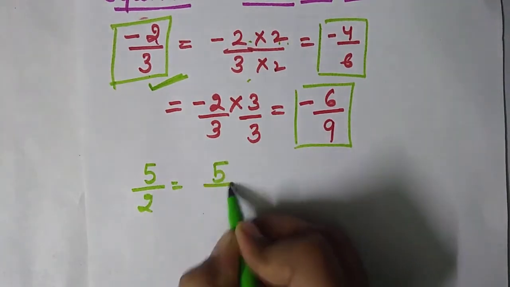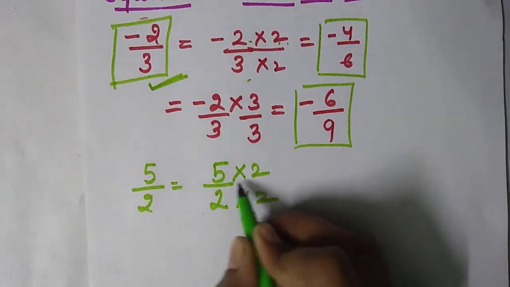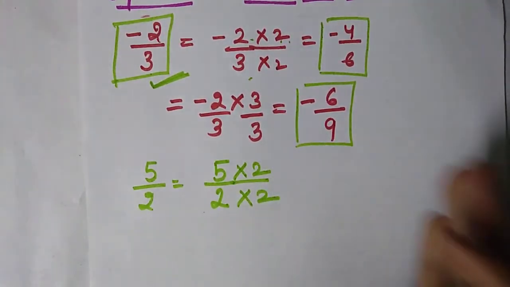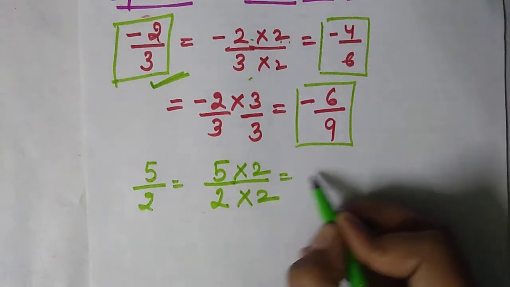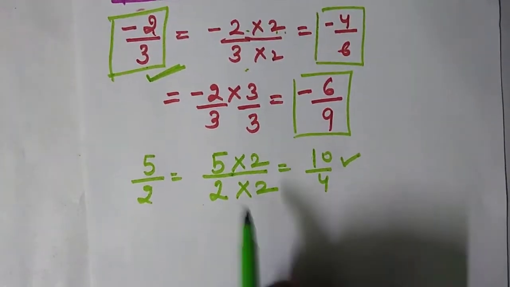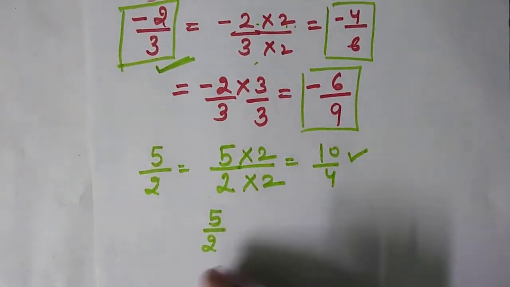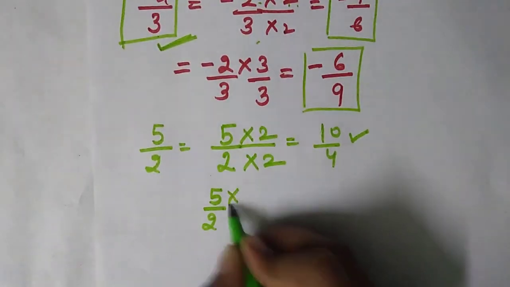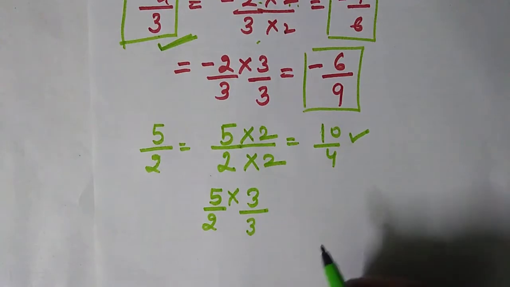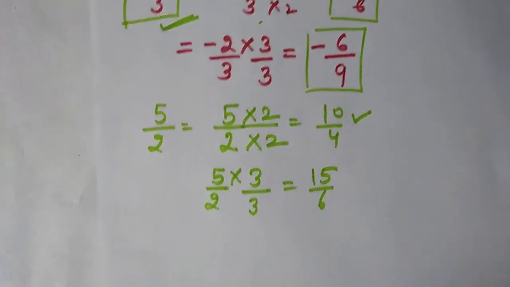So this is the rational number. I will multiply the numerator and denominator with the same non-zero integer, so it will be 10 by 4. This is the first equivalent rational number which is equivalent to 5 by 2. Now second, this is the given rational number. Now I will multiply the numerator and denominator by 3, which is a non-zero integer. So it will be 15 by 6. This is the second equivalent rational number.